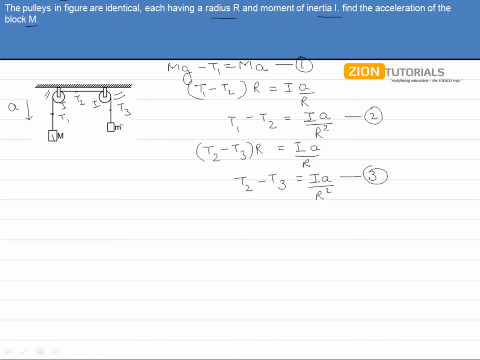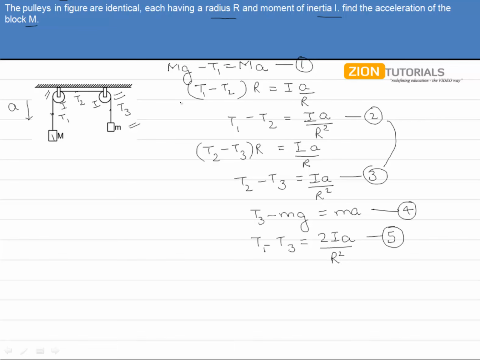Now let us frame the equation for this block of mass small m. So we can write it as T3 minus mg equals to ma, and marking it as equation number 4. Now let us first add the equation 2 and 3, from which we get T1 minus T3 to be 2Ia over r square, and mark it as equation number 5.